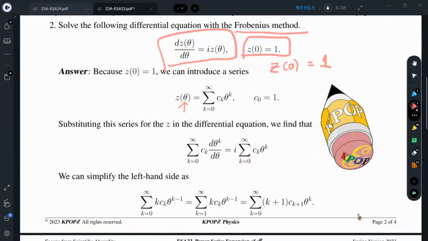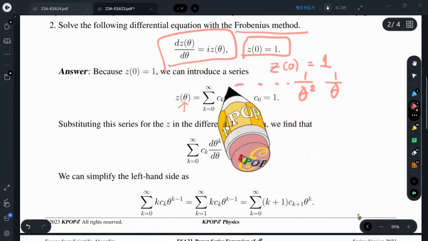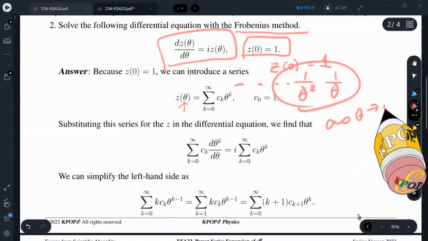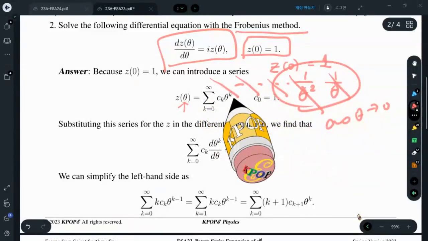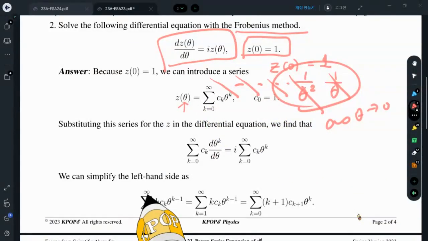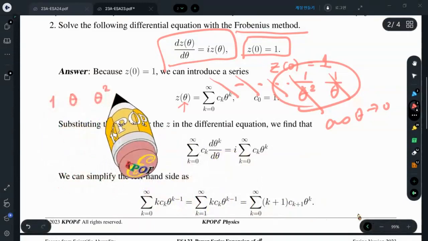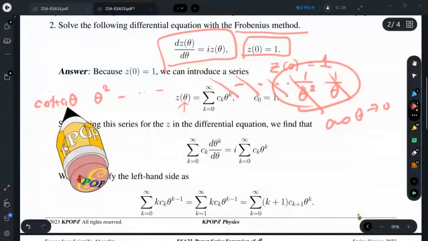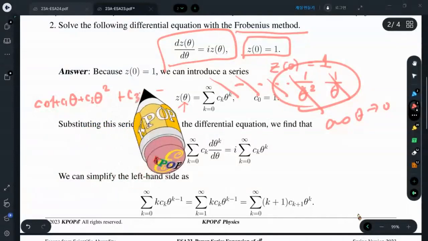For example, there should not be something like this. They are divergent as theta goes to 0. So these kinds of terms are absent. Therefore, it should be 1, theta, theta squared, and so on. Their linear combination should be the answer.